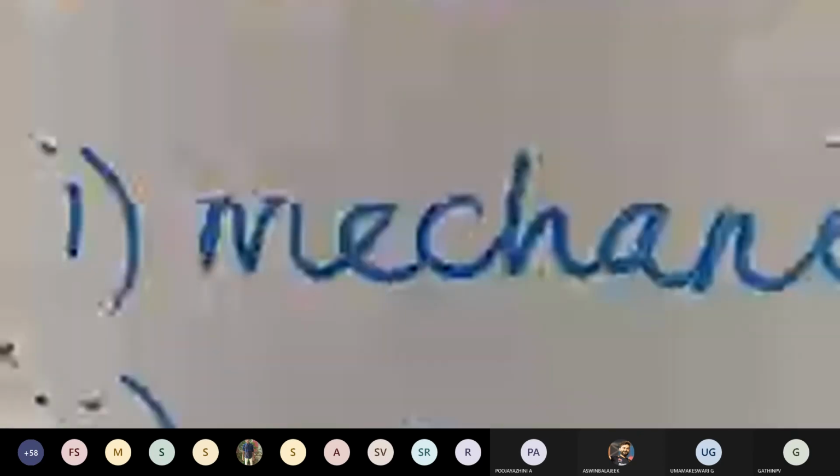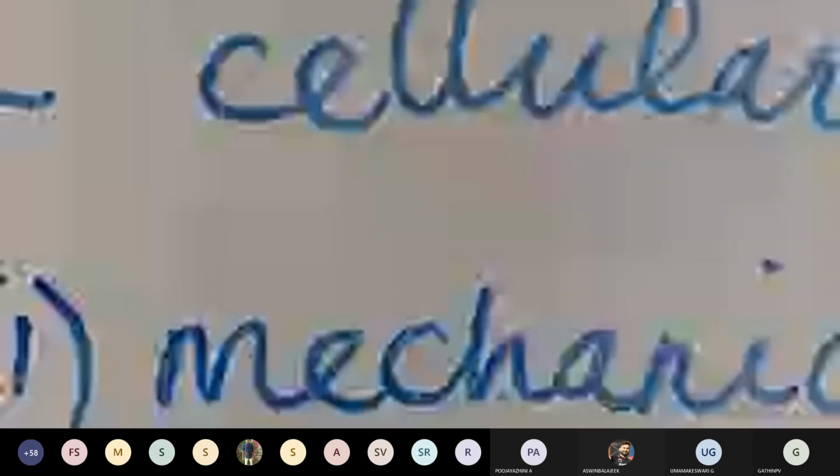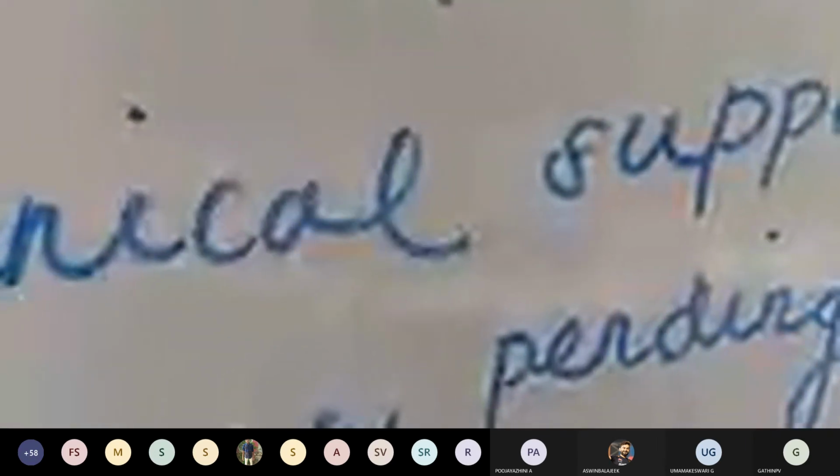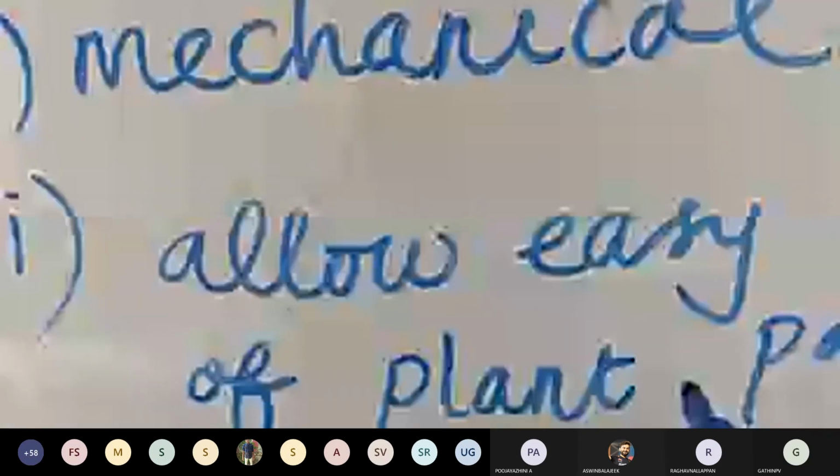Mechanical support means the plant stands erect with the help of a special kind of tissue called collenchyma. Then it allows easy bending of plant parts. What is the meaning of easy bending? According to the wind direction, the plant branches can shake here and there without breaking. Easy bending means the branch bends easily here and there without breaking. That is the meaning of allowing easy bending of plant parts with the help of collenchyma. So two functions are there. Then come to sclerenchyma cells.